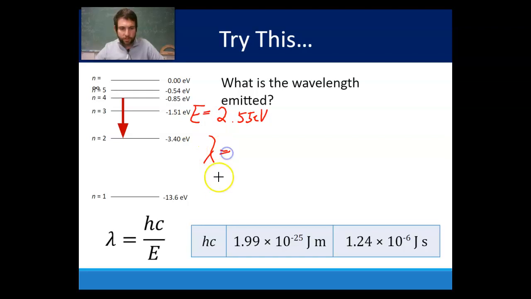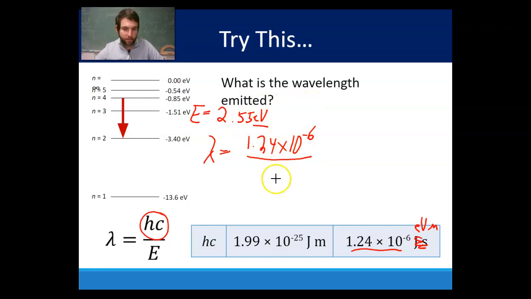Lambda equals hc over E. We're dealing with electron volts here for the energy, so which version? Right, it's this one. So we get 1.24 times 10 to the negative 6 divided by my E, which was 2.55. Just make sure your energy is either in joules or electron volts. If it's in electron volts, then we're going to use this number. If it's in joules, then we're going to use this number. I ended up with 2.86 electron volts. Is that right? Did I mess up? Just kidding.